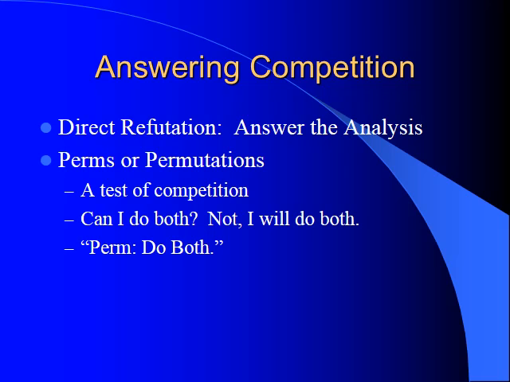But in addition to providing that direct refutation, you could also offer a permutation or a perm, which is simply a test of the competition. You would simply give the judge and your opponents a statement that says, perm, do both. Do my plan and their plan at the same time. So if they have chosen to implement land-based renewable energy and your ocean-based renewable energy, just say, perm, do ocean and land-based renewable energy.